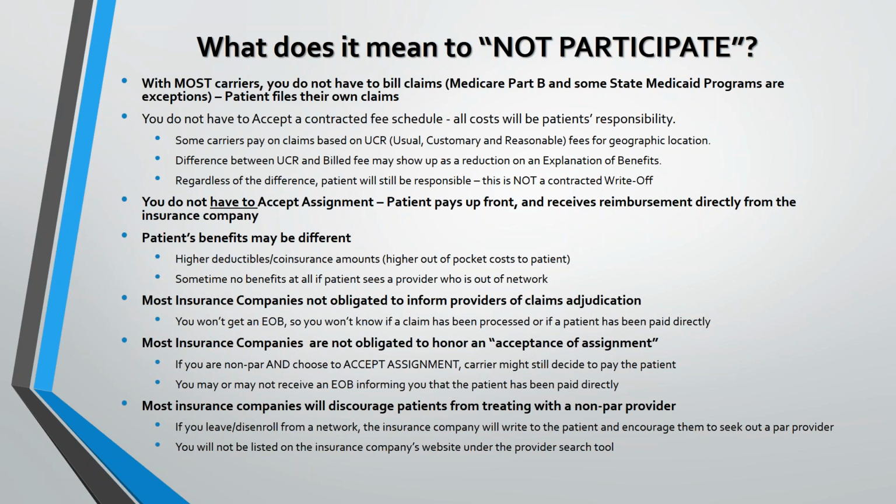But the patient's benefits may be different. So in other words, if you're in network, the patient may only have to pay a $25 copay for their service. But if you're out of network, they may have to pay against an out-of-network deductible, let's say several $1,000s, before the insurance pays anything. And so because the patient benefits are different, their out-of-pocket costs are going to be higher. Sometimes there are no benefits at all if the patient sees a provider who is out of network.